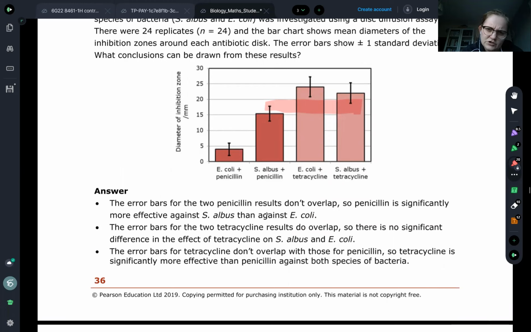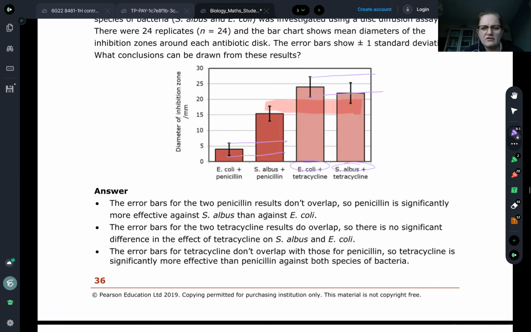Because we want our inhibition zones to be larger, we can say that it's more effective on this one than this one. The error bars for the two tetracycline results do overlap, like we said here. These ones do overlap here. I mean, that's me drawing it badly. So there's no significant difference in the effect of tetracycline on either of them. It's as effective on both of those illnesses.